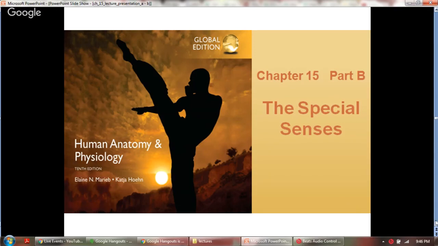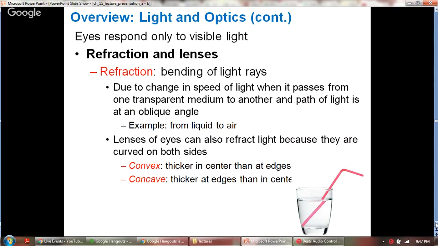After the first presentation of the eye, let's go over part B, and look at some of the light and its features and optics related to the eye. The eye responds only to visible light, and in your PDF, which I have uploaded in the D2L, you would see more information on visible light, the separate wavelengths which you need to refer to.